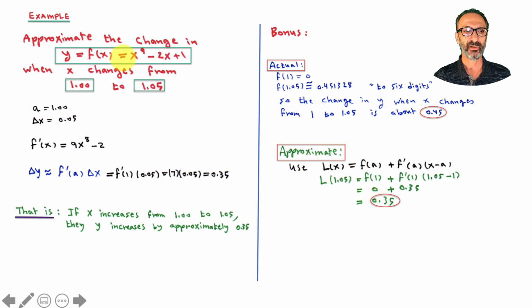F of 1, 1 to the 9 minus 2 times 1 plus 1, that's 1 minus 2 plus 1, which is 0. So reaching up to the tangent line, you're going to reach up with a distance or a value of 0.35, where here the difference between f of 1 or f of a and f of a plus delta x is 0.45. So the difference is about 10%.